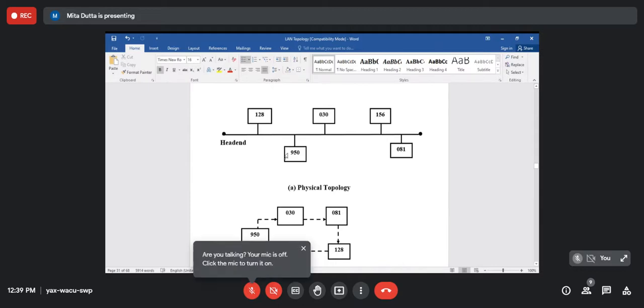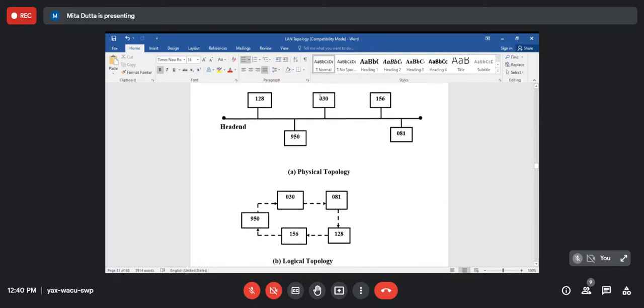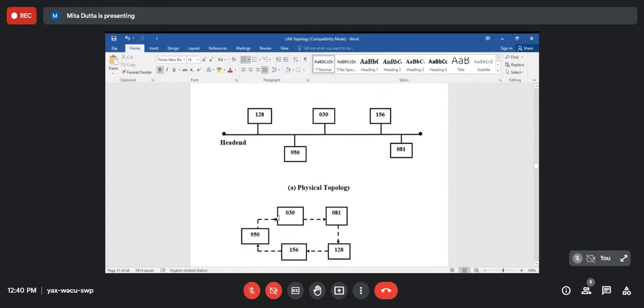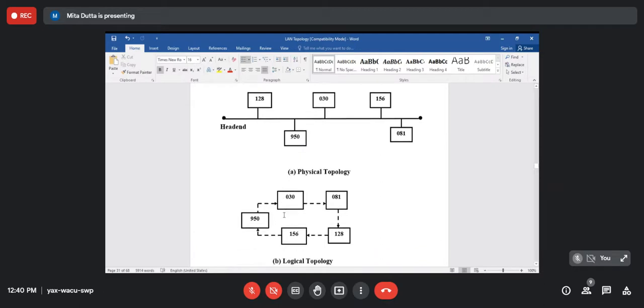But here the token is not taken by each station according to the physical connection of the nodes. It will follow the logical connection. That means if 30 takes the token first, then 81, then 128, then 156, then 950. In this way, the token will be circulated within the bus, which is using the 802.4 standard, which uses bus, tree, or star topology. Clear?